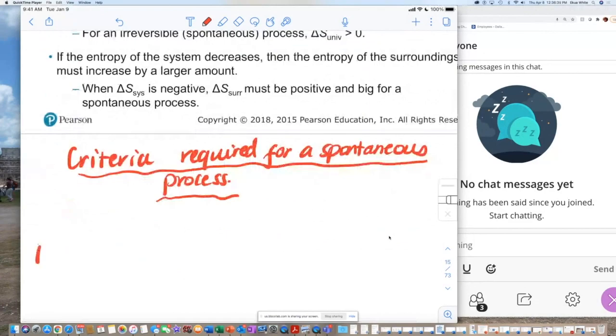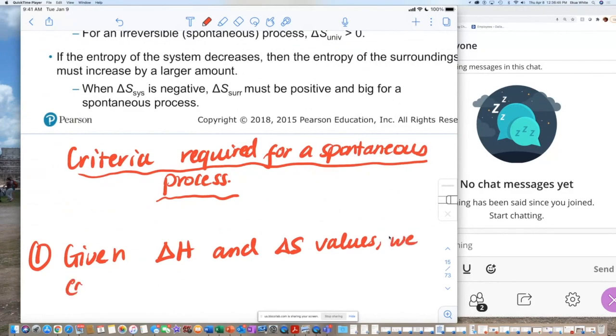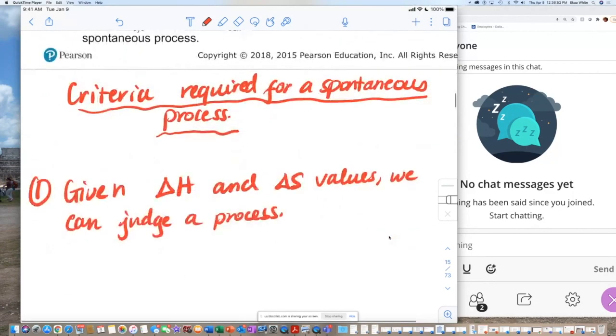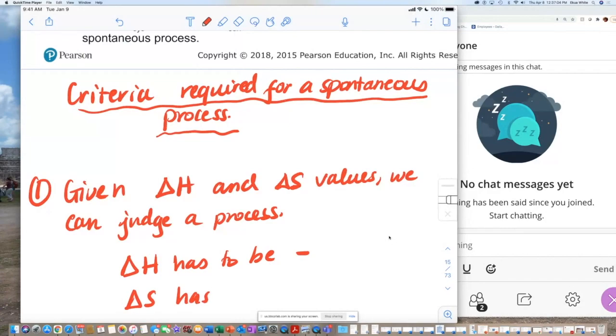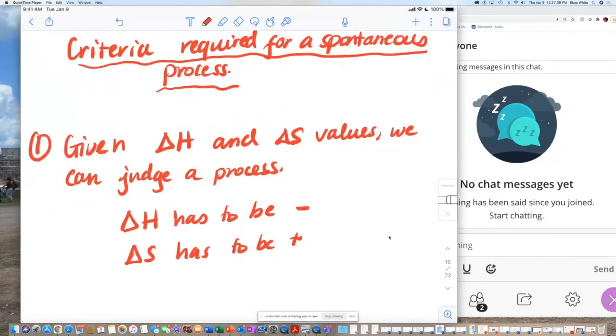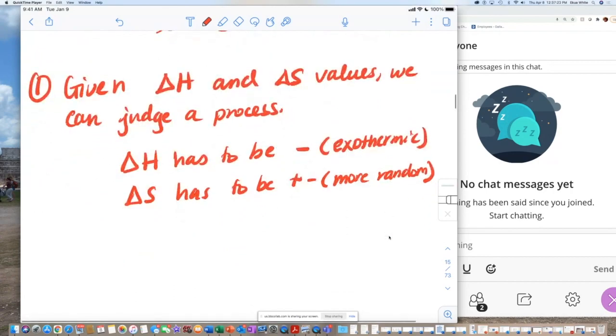We learned the first one already. Given delta H and delta S values, we can judge a process. But what is the standard? Delta H has to be negative, and delta S has to be positive. If delta H is negative, the reaction has to be exothermic. If delta S is positive, it has to be more random, meaning higher entropy.